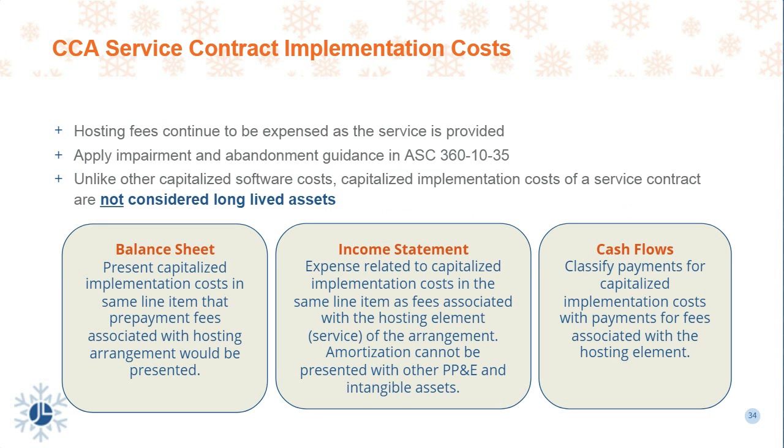At the end of the day here, when we look forward, it ends up being kind of a hybrid approach in that it looks back to ASC 350 on what you're allowed to capitalize, but then requires that to be presented and disclosed more like it's a prepaid expense. So as you see here, it's not considered a long-lived asset. You would capitalize it on the balance sheet, but it's required to be in the same line item that the prepayment fees associated with the hosting arrangement is included. On the income statement side, it's required to be expensed in the same line item as the hosting element fees as well. And the amortization expense relative to the service component cannot be presented with other amortization for property, plant, and equipment, and other intangibles. And then the cash flow follows that same logic as well.